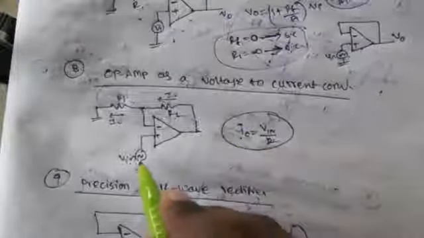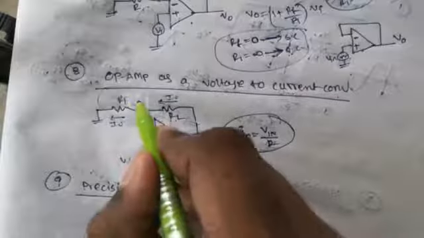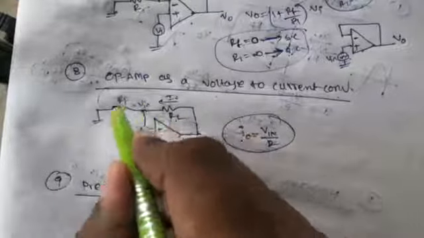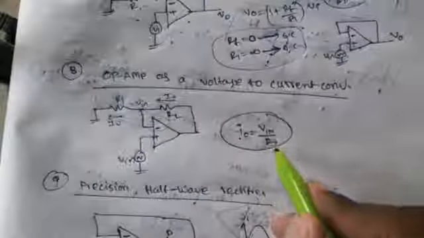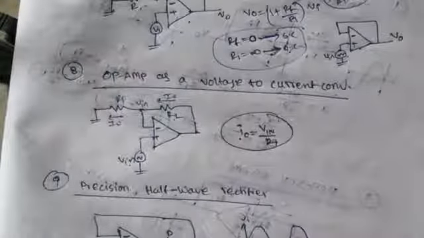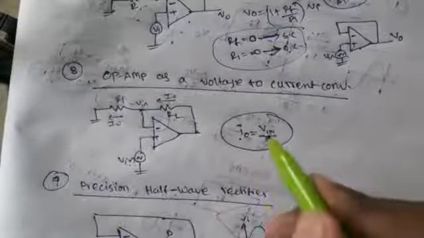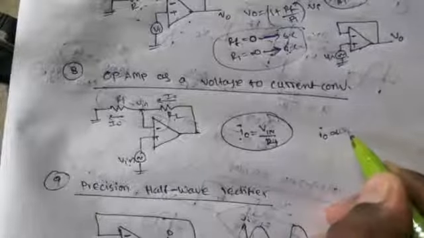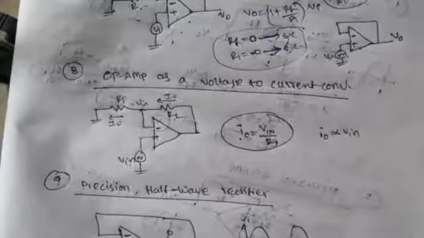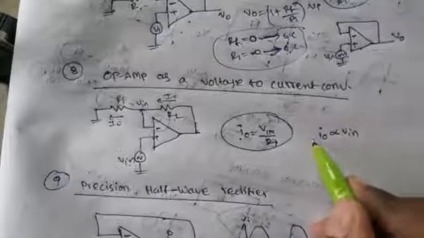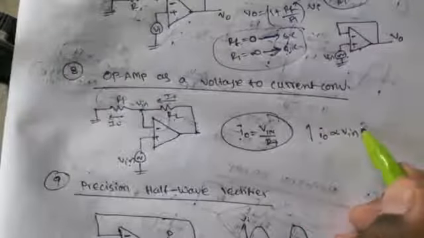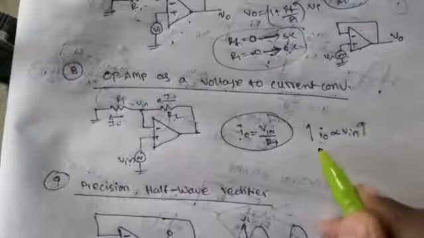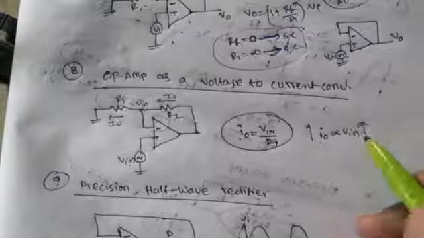So what is the voltage here? Input side voltage will be applied at this point. So Vi by R1 is nothing but the current connection. I0 is directly proportional to Vin; here I0 will change depending on the input voltage. If the input voltage increases, current will also increase. If the input voltage decreases, current will decrease.